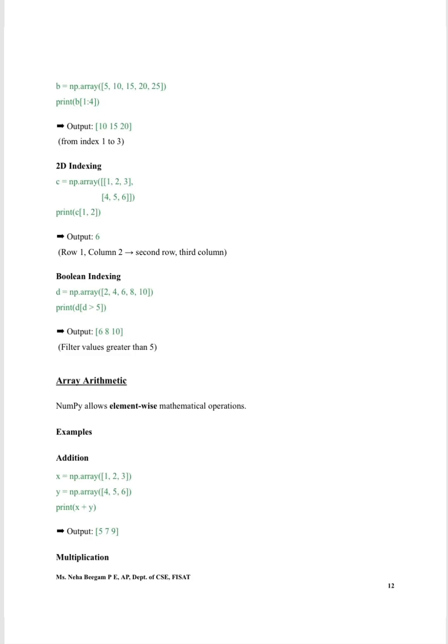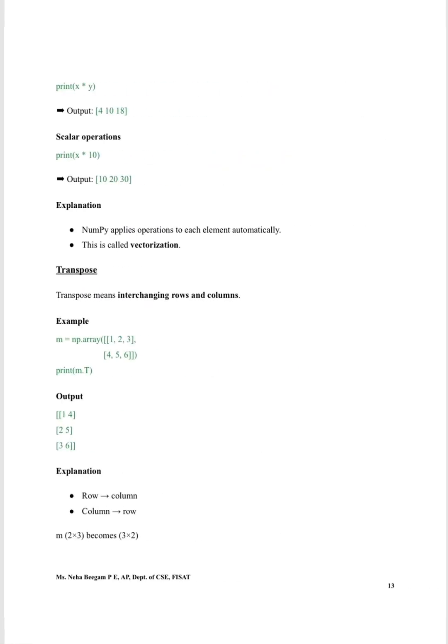In the given example, with the two terms x and y, we first perform the addition operation, then the multiplication operation, and then the scalar operation. In this case there is no need for a loop. NumPy applies the operation to each element. This makes numerical computing extremely fast.